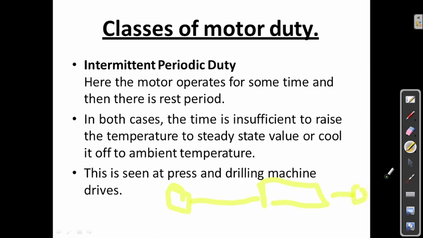Likewise, in many motor applications, we want to start the motor and run it for some time, then we will have a rest, then it should run like that. That is called intermediate periodic duty.